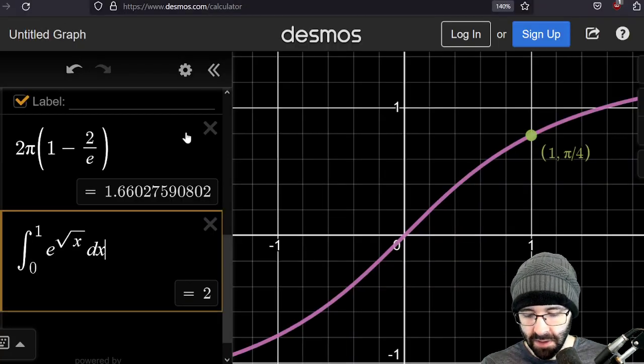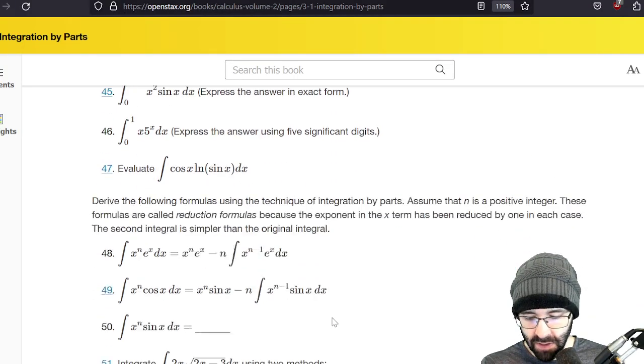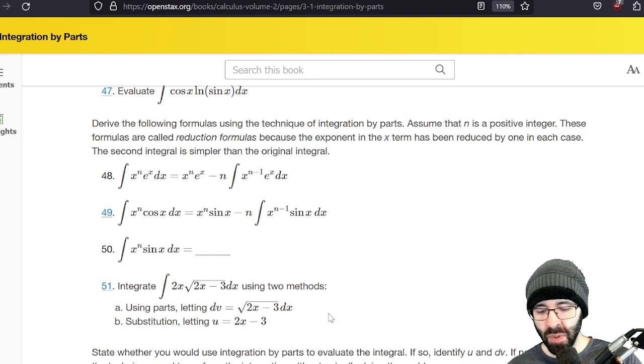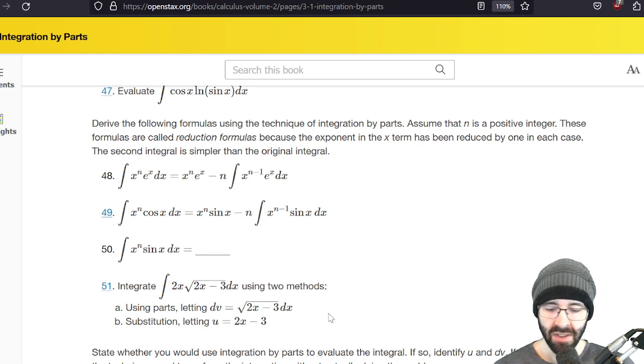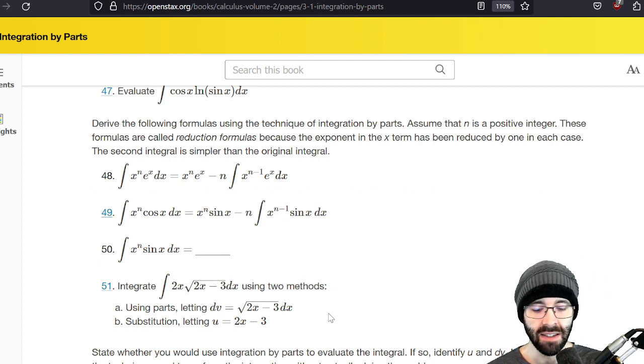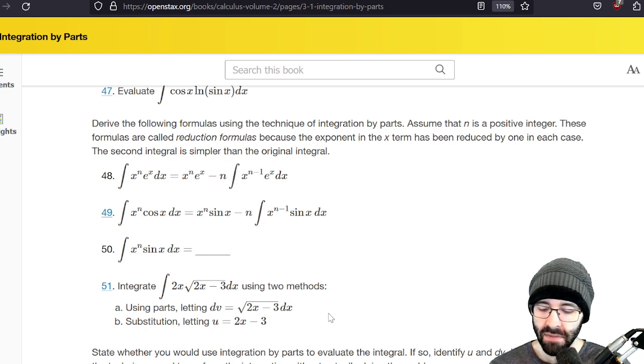Next problem, 48. Derive the following formulas using the techniques of integration by parts. Assume that n is a positive integer. These are called reduction formulas because the exponent has been reduced by 1. The second integral is easier than the first integral because n is a positive integer.